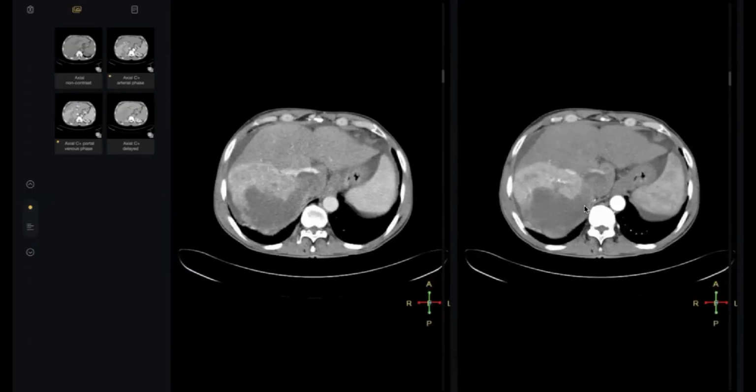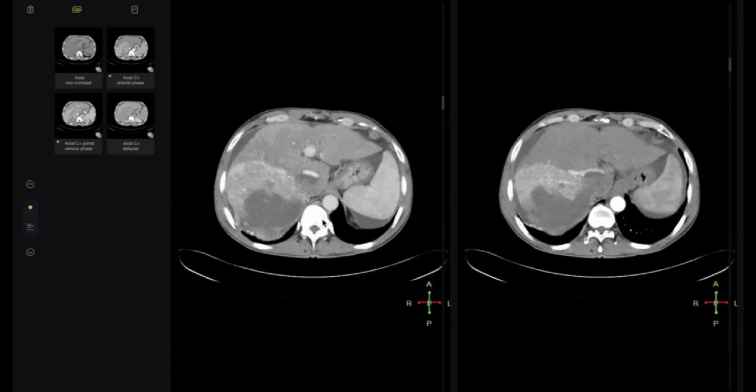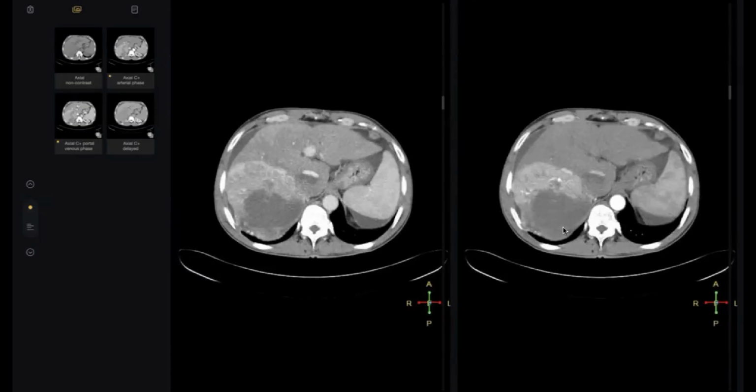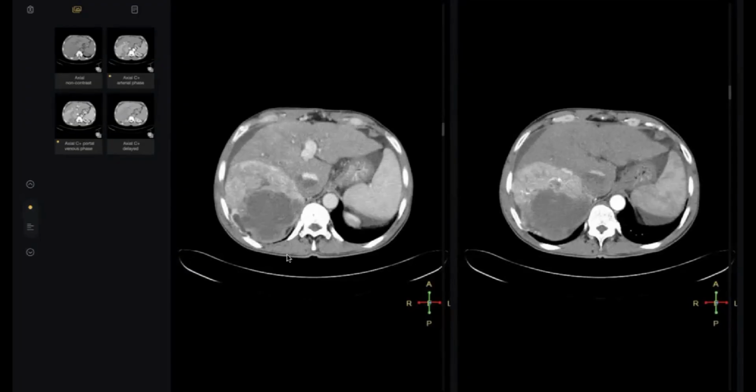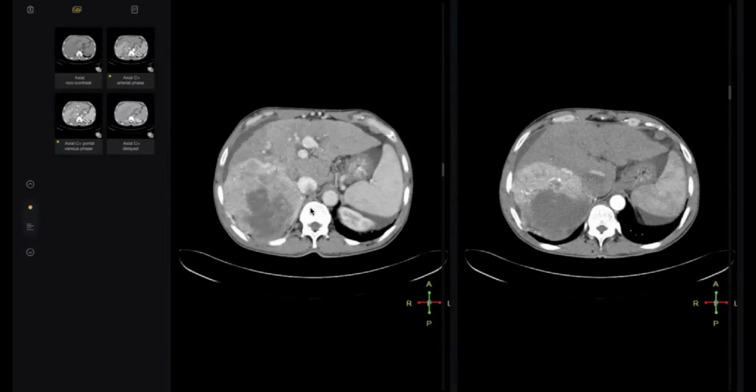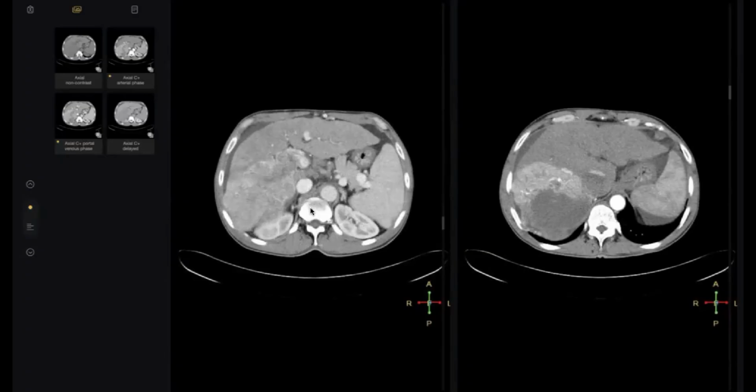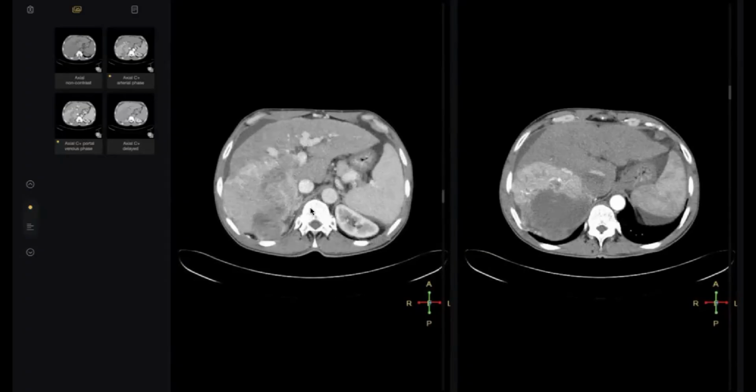Why is this the area of washout? Because I can see that the capsule is increasing in enhancement, and in the central area, the arterial blush that I see on the arterial phase is now an area of washout, because it looks less than the parenchyma. There is a very important sign here. What happened?